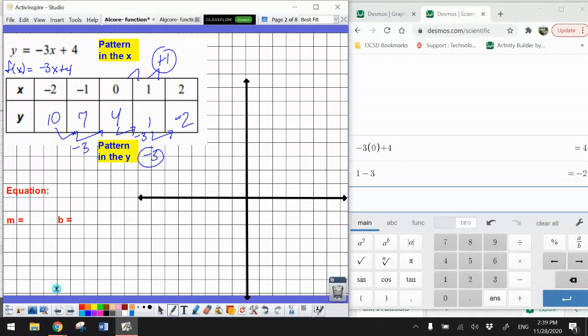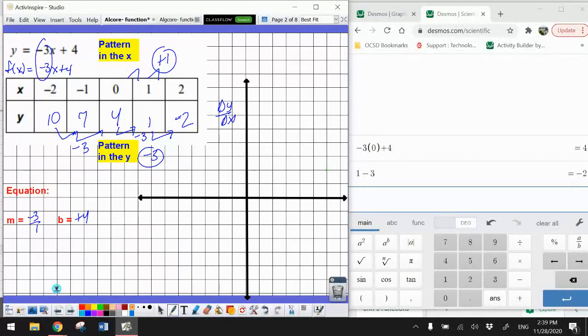Now, if you remember, our slope can come from our table, and it's the change of the y over the change of the x. So my slope is going to be negative 3 over 1, which also comes from my equation. The y-intercept was positive 4. Okay, y-intercept is positive 4.